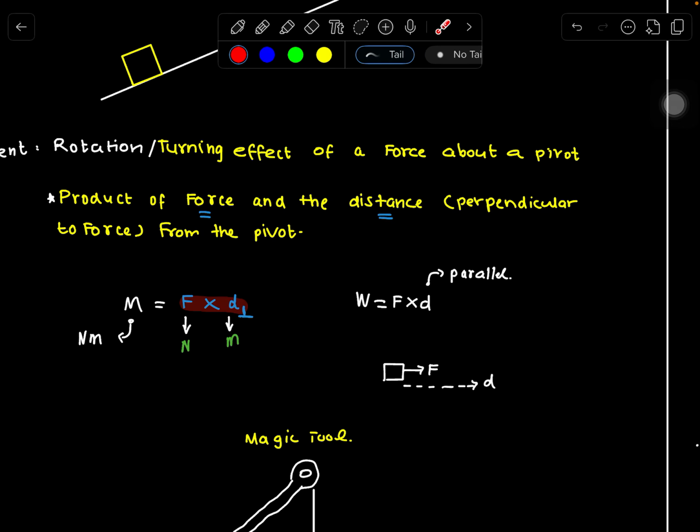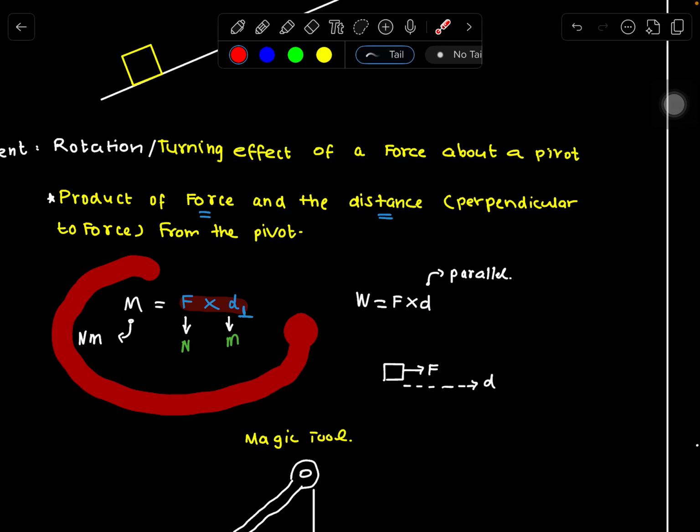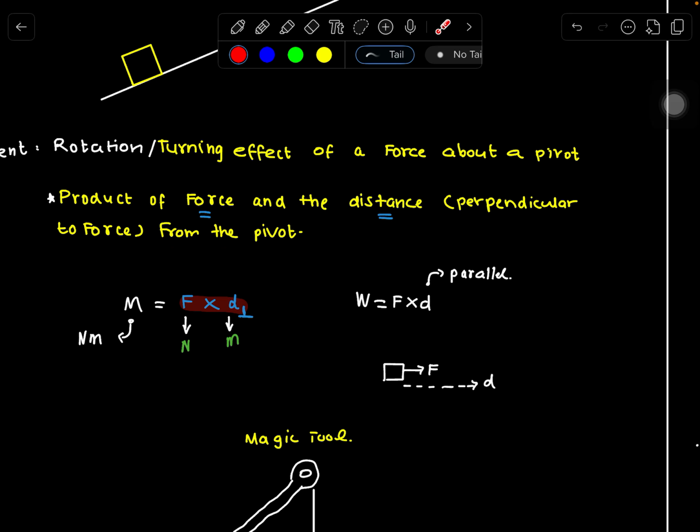Okay? Wonderful. Now, why does it matter? Because we also saw a similar formula, F cross D, for work done. In that case, the distance was parallel. Let's recap that one. If you have a box and you apply a force on it, the box will travel some distance in the direction of the force, right? Very simple. And you see that this force and this distance, they're parallel. So we have a formula for work done, which is force multiplied by the distance traveled in the direction of the force. So F and D are parallel here. In the case of rotation or moment, F and D are perpendicular.